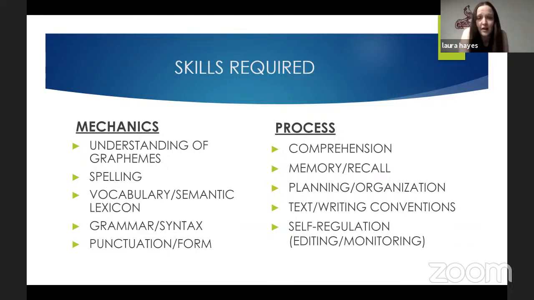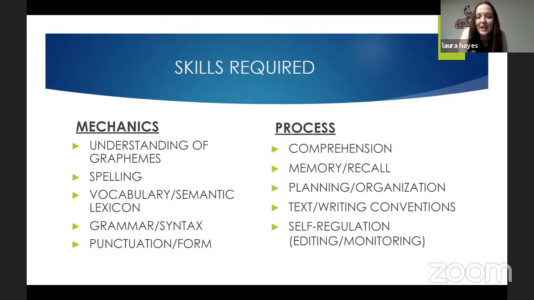Looking at the skills required for writing, it's a big, long list. We break it down into mechanics and then the process itself. So most people, when you think of writing, you often go to the mechanics side. Do we understand what letters and graphemes are? Can we spell? What does the vocabulary look like? Do we know the words? What does the syntax and sentence structure look like? And what's our punctuation? Are we putting that period and comma and all those quotation marks in our writing?